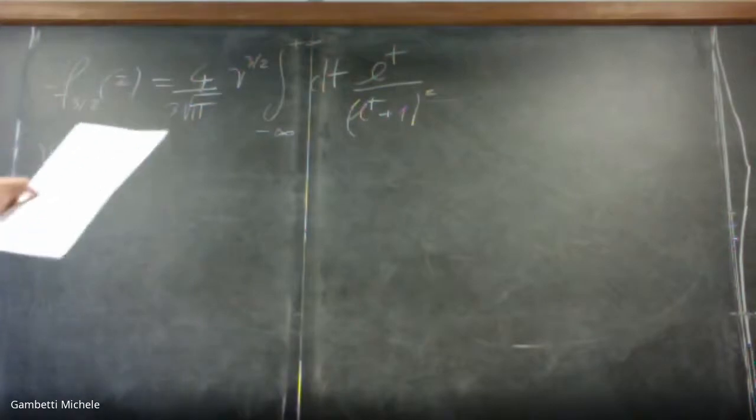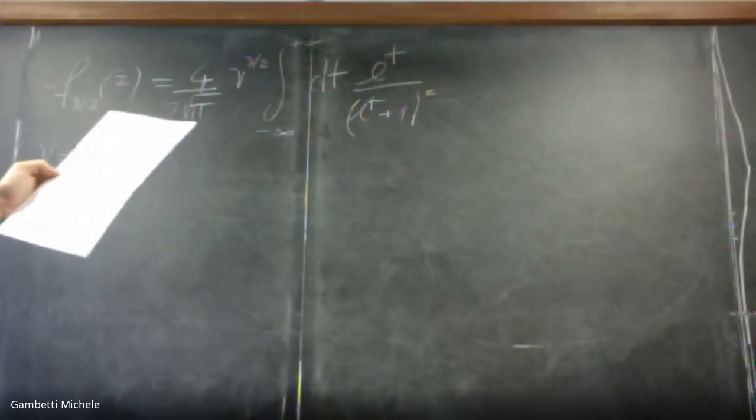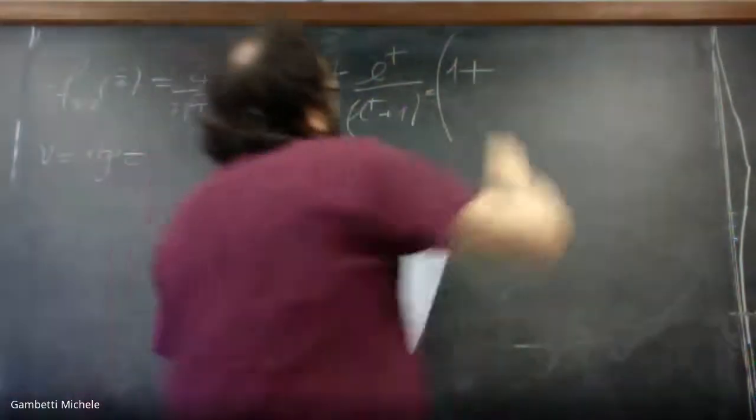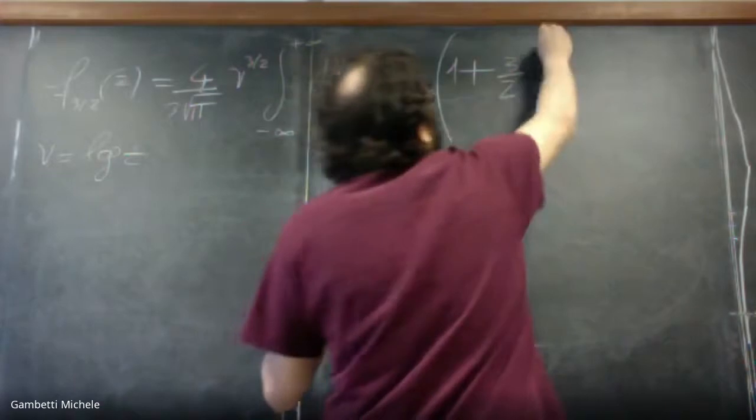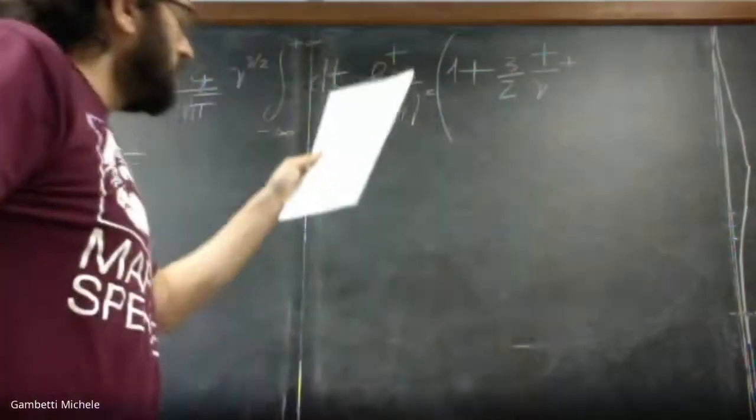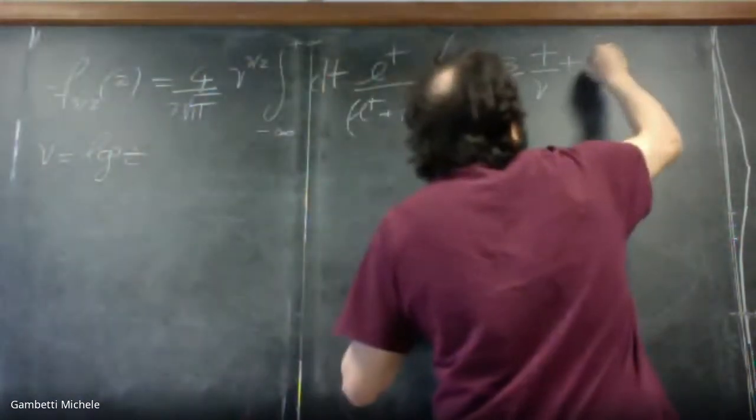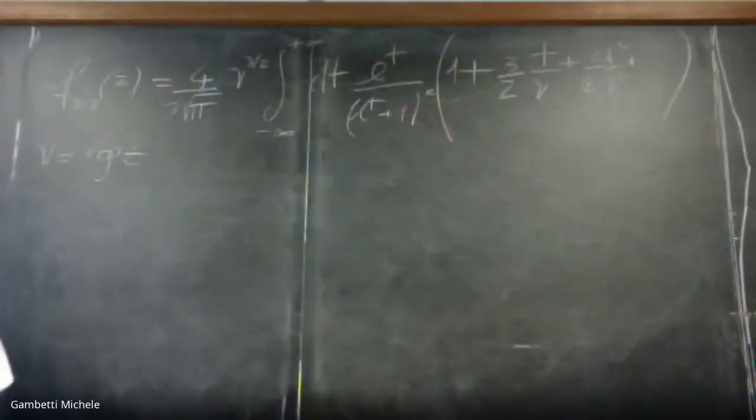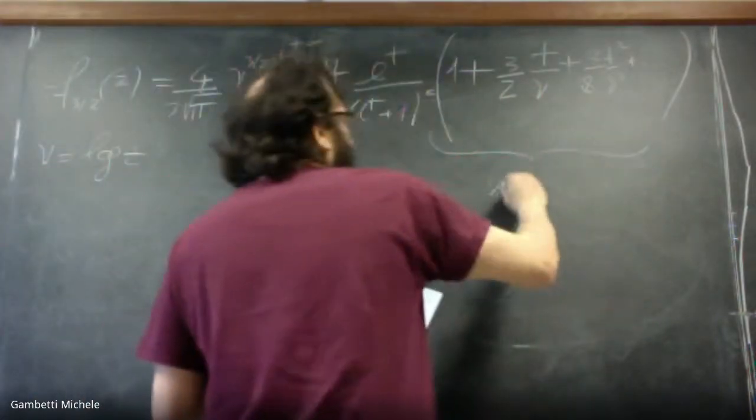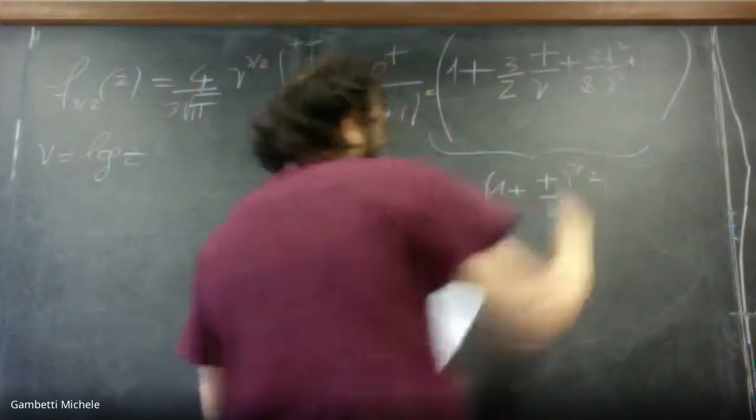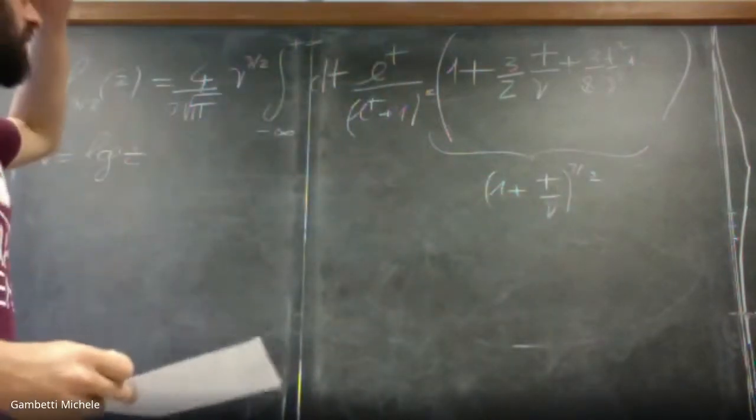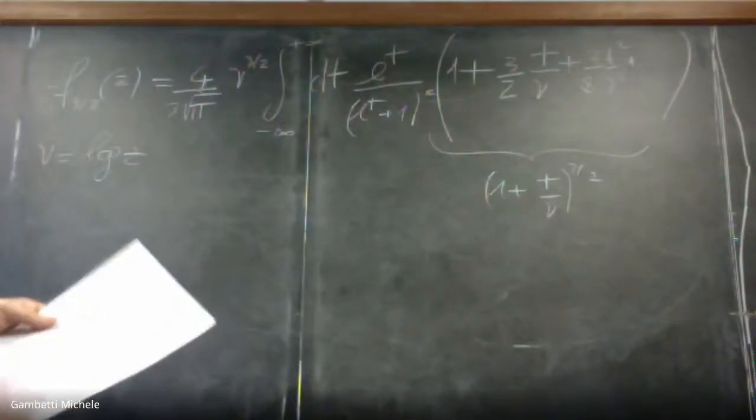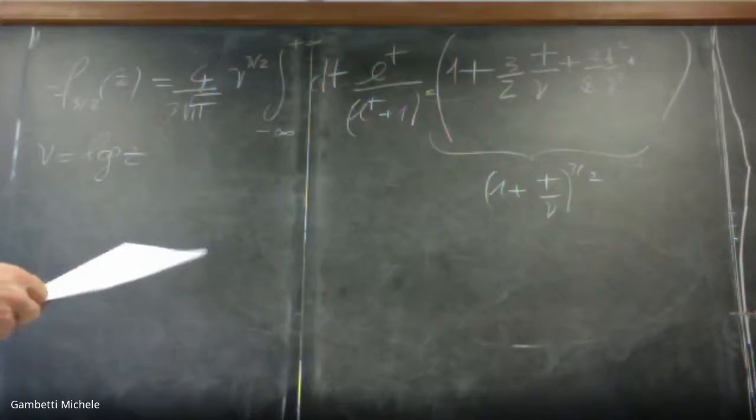And here I had 1 plus t divided by nu to the power of 3/2, that I can expand and write as 1 plus 3/2 t divided by nu plus 3/8 t squared divided by nu squared plus other terms that we will neglect. This function was basically just (1 plus t divided by nu) to the power of 3/2, but we decided to expand. Why? Because nu is approaching large in this limit that we are computing.